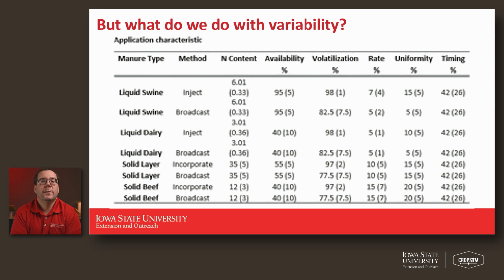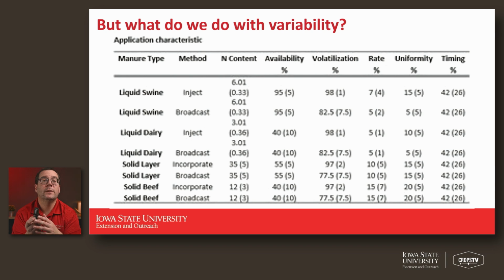And then I wanted to talk a little bit about what do we do with this variability, right? So we can sort of say, where do we think people are at for nitrogen content? How much variation is there? What happens if availability ranges from 95 plus or minus 5%? Or if I move from injection to a surface application, or if I move from a broadcast to an incorporation.